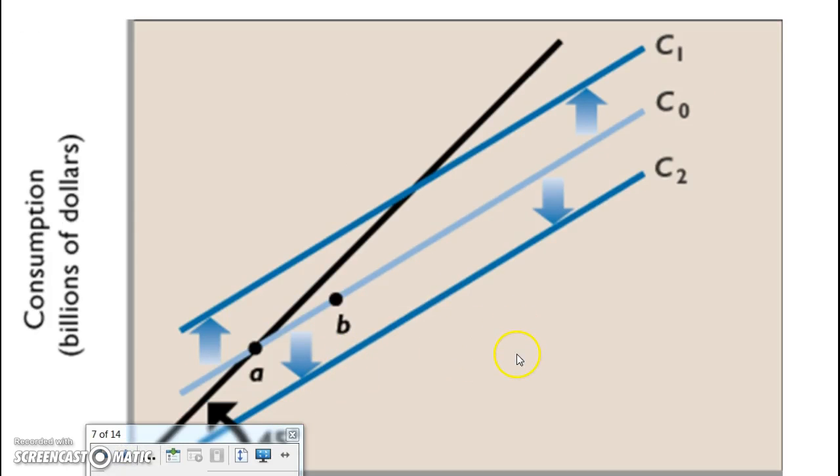A variety of things can actually shift that consumption line and cause a new break-even point. One of the things is if there's investment in the economy, because right now we've only been talking about consumption. So if there's a certain amount, like $20 billion worth of investment, that will shift this line up. And rather than calling it the consumption line, we call it consumption plus investment, or aggregate expenditures. So that line shifts up, and now we have a new equilibrium.